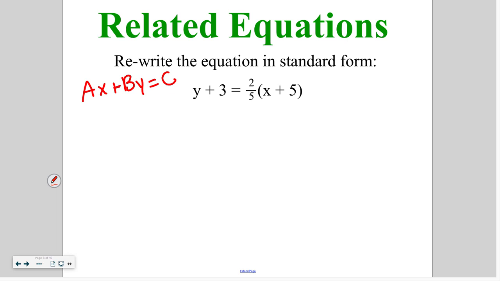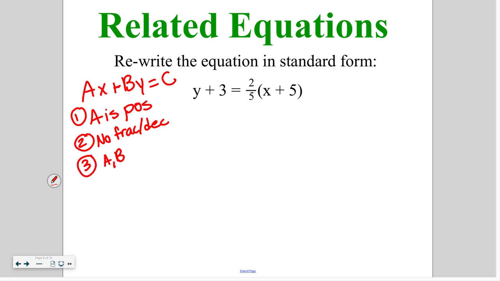A couple important things on that. A is positive. There are no fractions or decimals. And A, B, and C can't be divided by the same number.